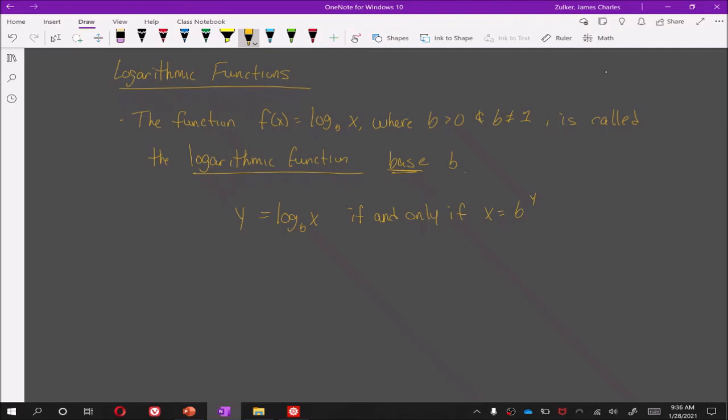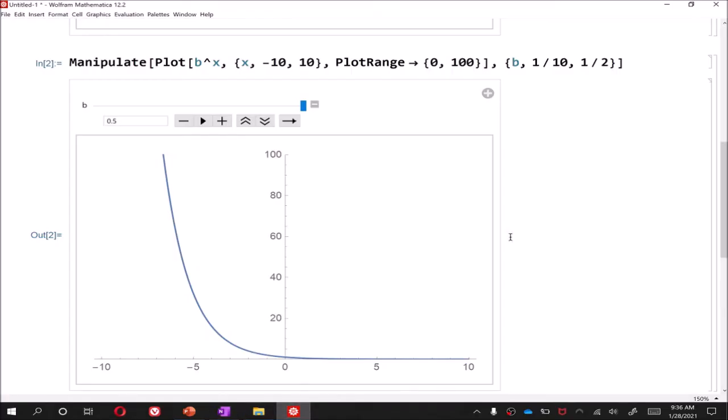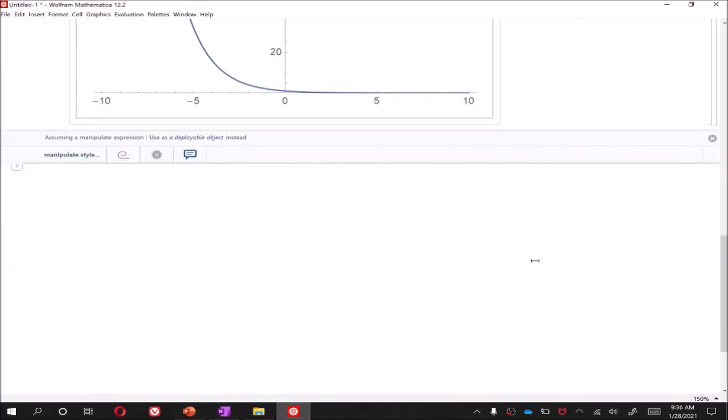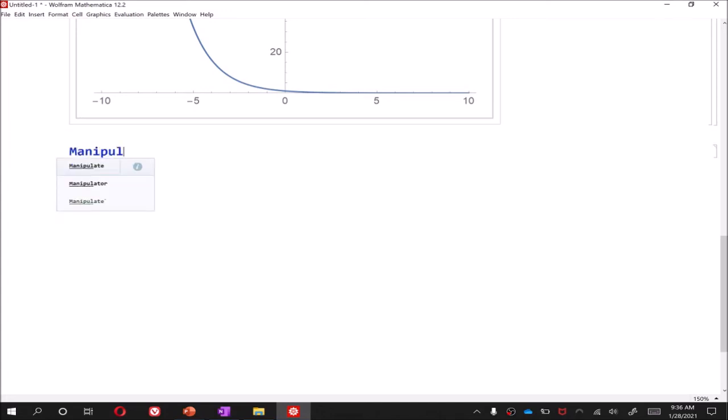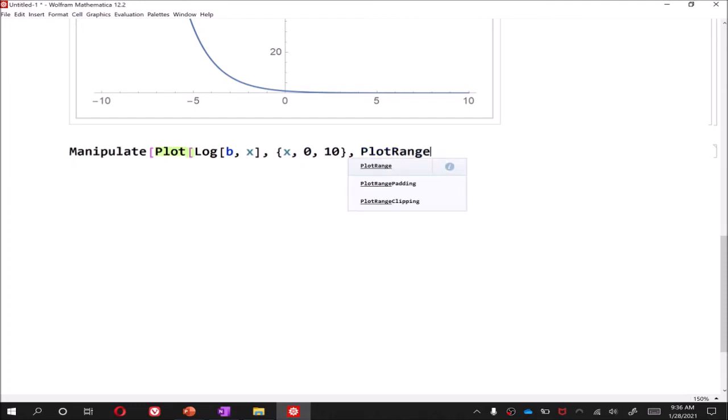So just like we did with the exponential, let's come over to Mathematica and examine the graphs of several logarithmic functions. So Manipulate, Plot, log base b of x. We'll let x go from 0 to 10. And plot range, let's say we'll go from minus 10 to 10. And we will let b range from 2 to 10 just like we did before.